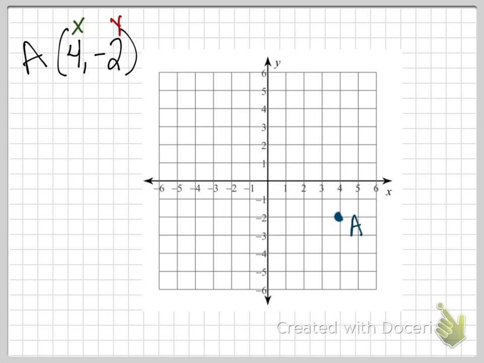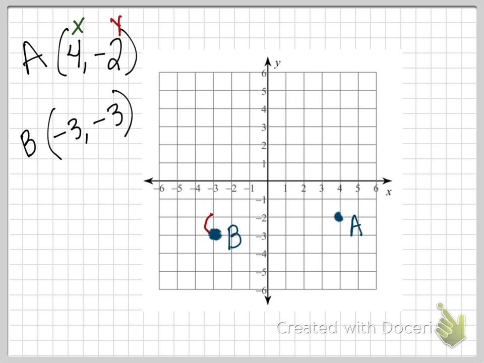Remember this? Point B is at -3, -3. So let's start at the origin. And we're going to go -3 because we're going to move to the left because it says -3 for x. And from there, we'll go down 1, 2, 3 for y because it's a -3 also for y. Plot our point. And we label it B.